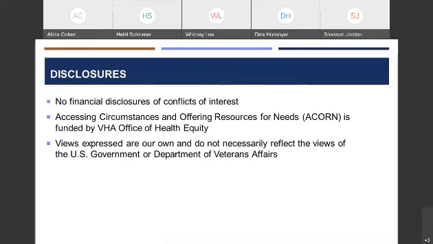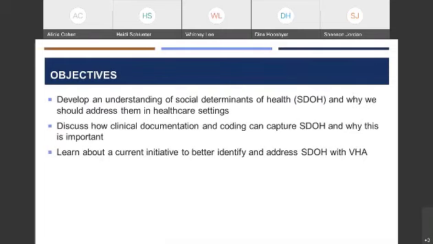So just to let you know, we have no disclosures. Our objectives for today's session are first, to develop an understanding of social determinants of health and why we should address them in healthcare settings. To discuss how clinical documentation and coding can capture social determinants and why this is important. And then finally, to learn about a current initiative within VHA to better identify and address social determinants of health.